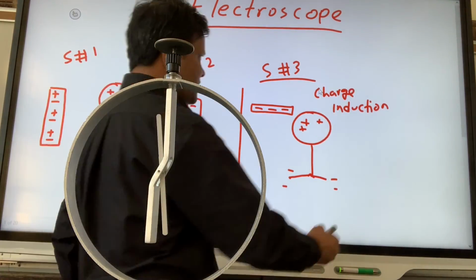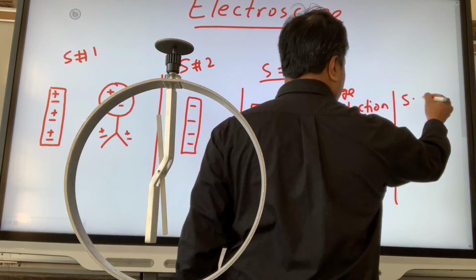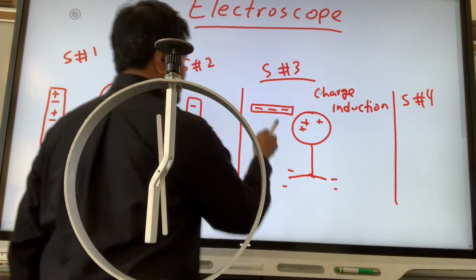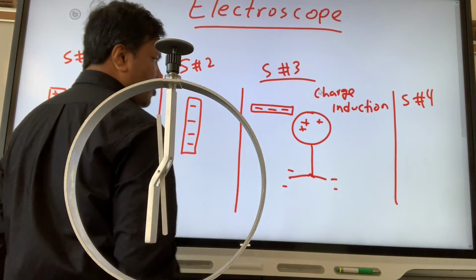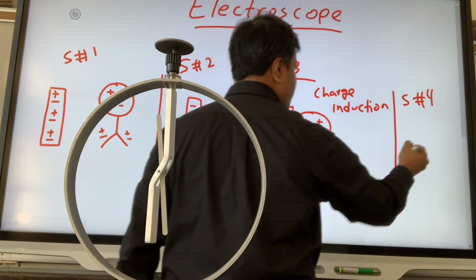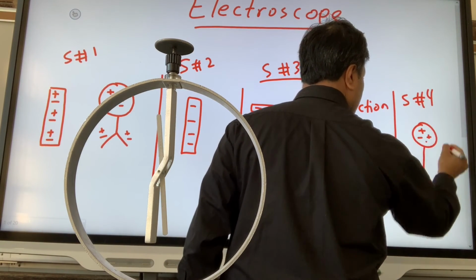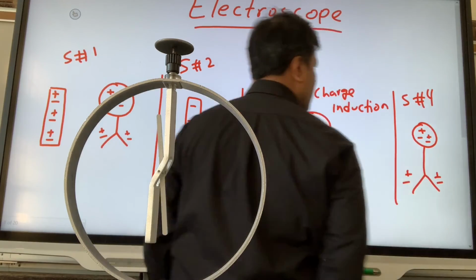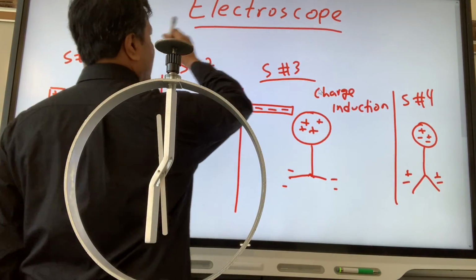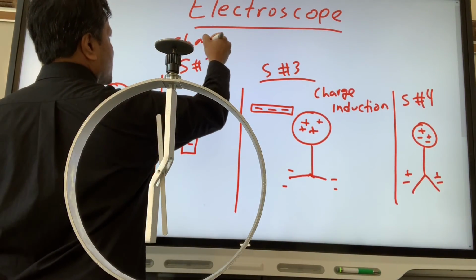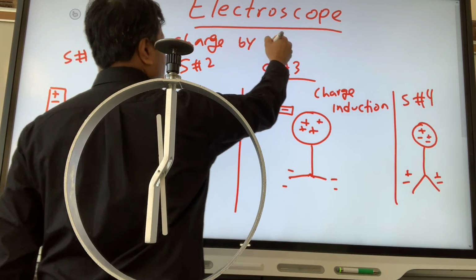Okay, now scenario 4. If you remove the rod, what happens? It's going to go back to where it was before. So this is called charge by induction.